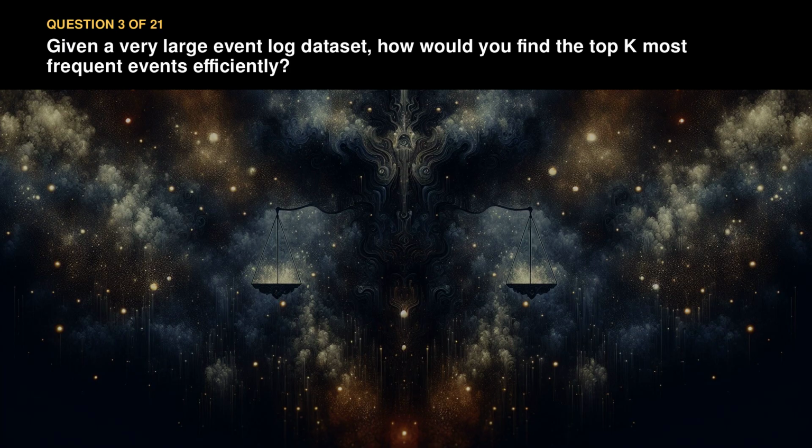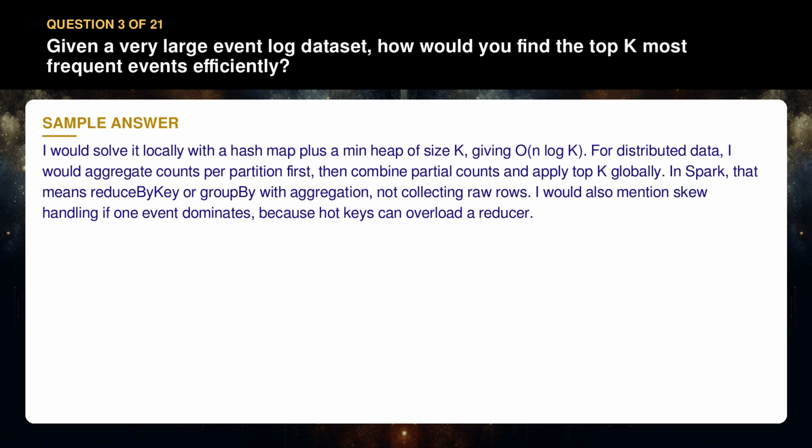Question 3. Given a very large event log dataset, how would you find the top K most frequent events efficiently? I would solve it locally with a hash map plus a min heap of size K, giving O(n log K). For distributed data, I would aggregate counts per partition first, then combine partial counts and apply top K globally. In Spark, that means reduceByKey or groupBy with aggregation, not collecting raw rows. I would also mention skew handling if one event dominates, because hot keys can overload a reducer.